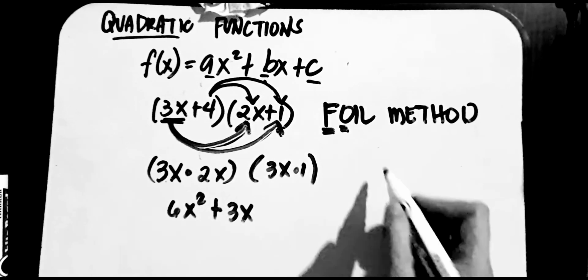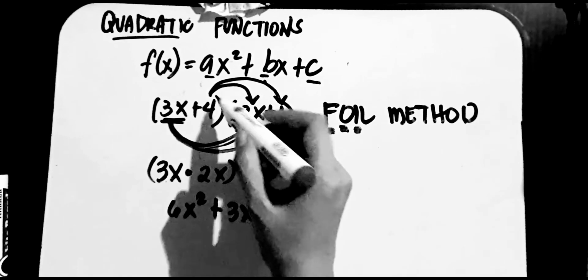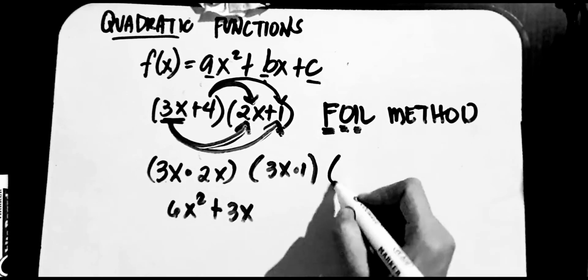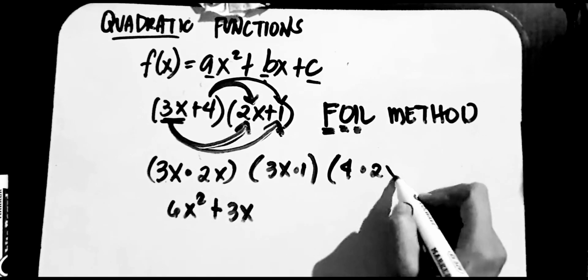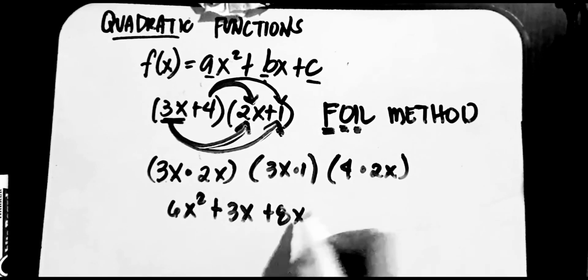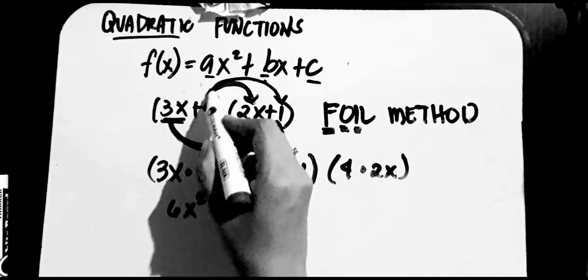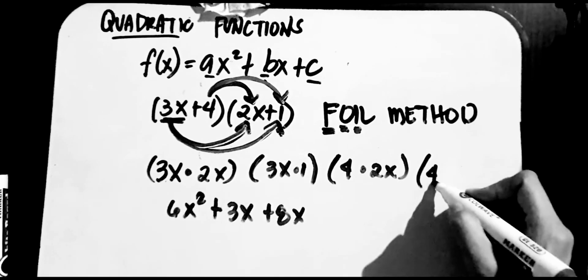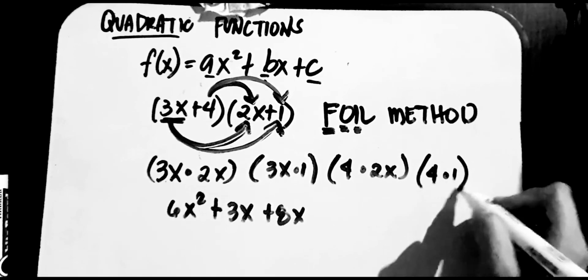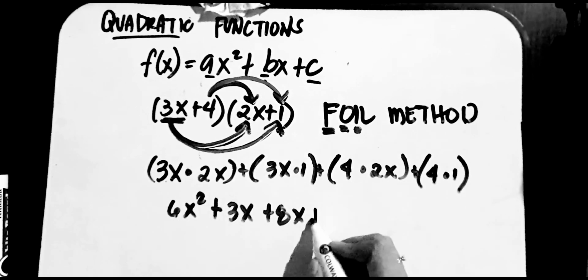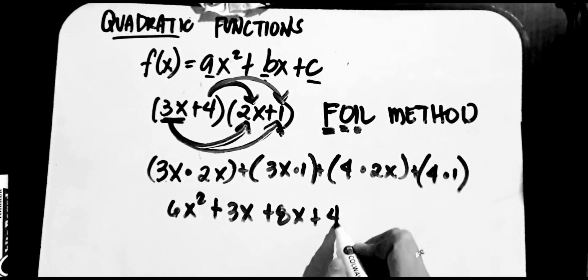Okay, next, we have inner term, yung I. So, we have 4 multiplied by 2x. So, ilagay natin dito 4 times 2x. So, 4 times 2 is 8x. And last naman natin, we have here 4 and then 1. So, ilagay natin for the last term, 4 multiplied by 1. So, plus yan, plus, and then plus. So, we have 4 times 1 is 4.